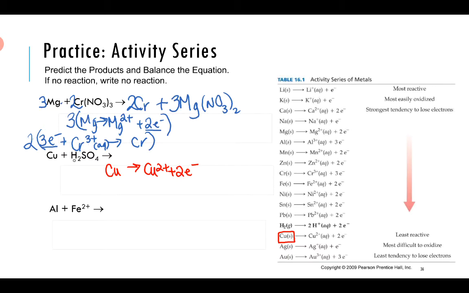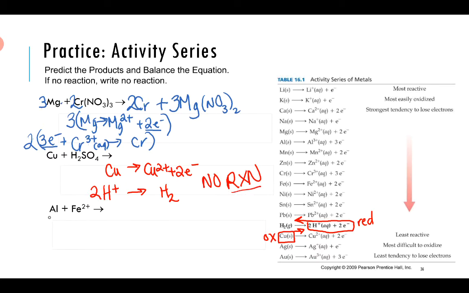And then my hydrogen would go from H+ in my acid to H2 gas. And so that's that half, and it would go that way. And so that's my reduction half, and this is my oxidation half. And so since the oxidation half is lower on the list, this reaction will not happen. All right, no reaction. I'm going to abbreviate that as RXN. Reaction is RXN.